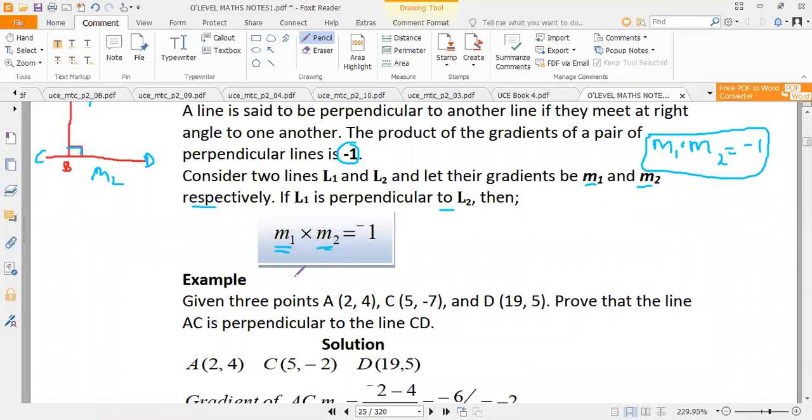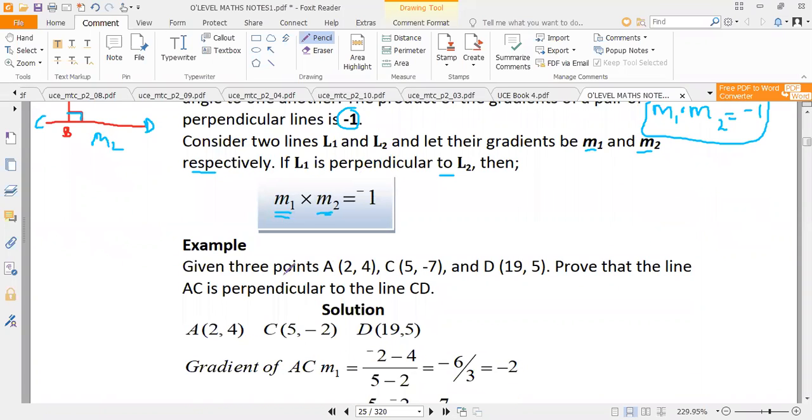Okay, so we have an example here. We are given 3 points, that is point A, point C, and point D. Prove that the line AC is perpendicular to the line CD.